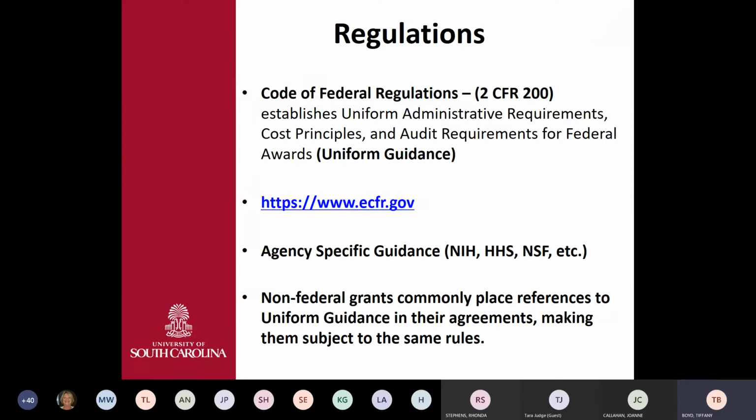And then we also wanted to remind you that even if your award or your grants aren't federal, a lot of times those non-federal grants will place references to uniform guidance in their agreements, making them subject to the same rules. So even if your grant is a state grant, 9 times out of 10, they put terms in their agreements that make them subject to all the same rules.